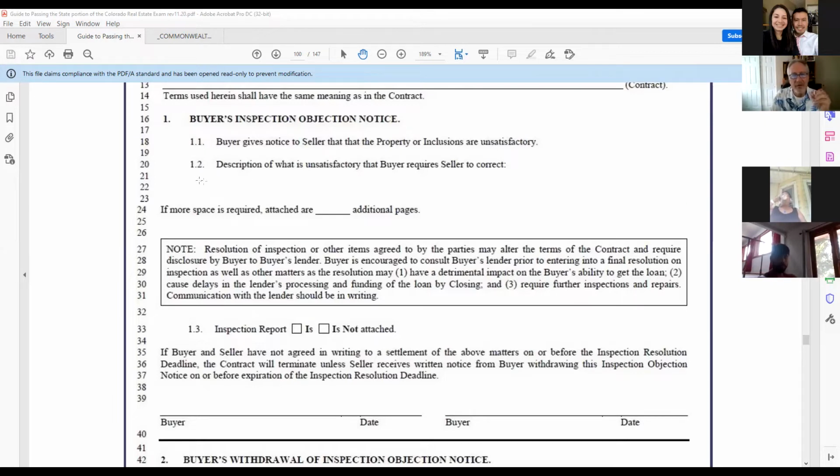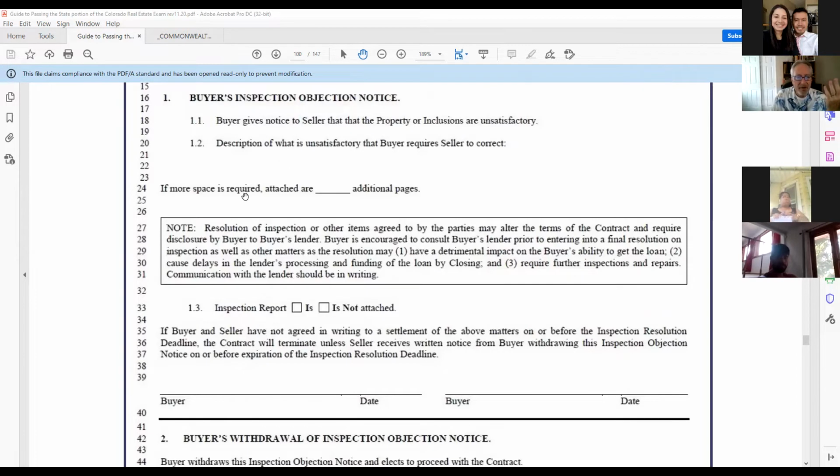Number 1, roof needs to be replaced. Number 2, drip in the downstairs bathroom. Number 3, HVAC needs to be cleaned and inspected. Whatever they are that you get from your inspection report, you start listing them on here. And then those are the items that you sent that the seller is going to consider to resolve somehow.